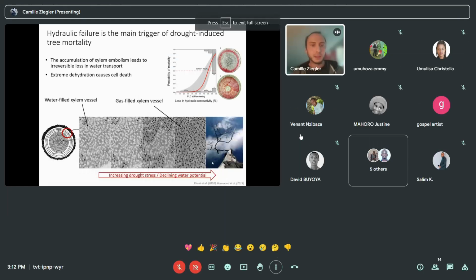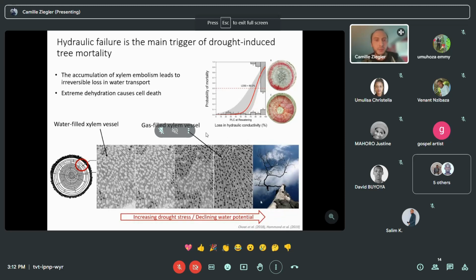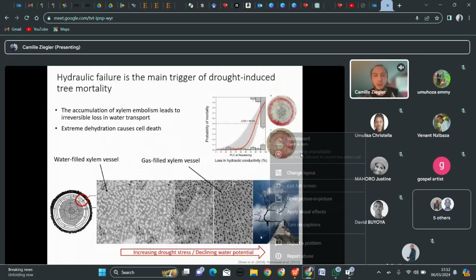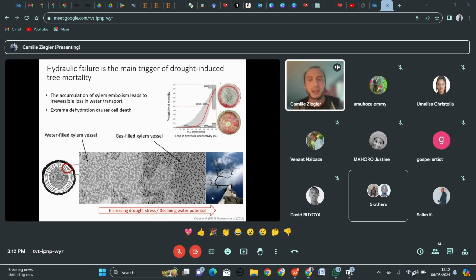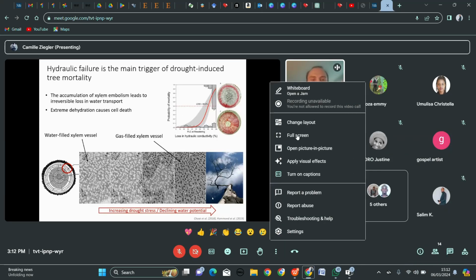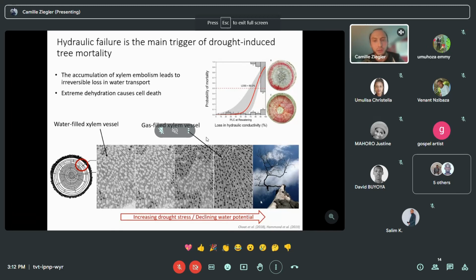So to represent this, you can see here from left to right, we're looking at the sapling, which conducts water. From left to right, we have the increase in drought stress, and so decline in water potential. And as drought increases, more vessels become gas-filled and not water-filled anymore, and become non-functional. And once we reach a certain threshold, the plant will die.